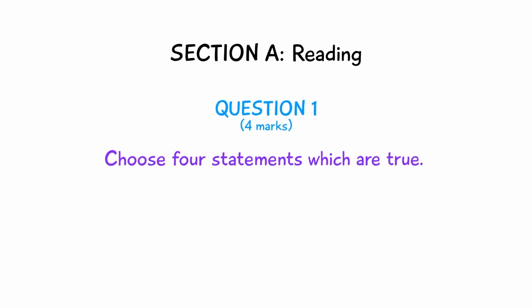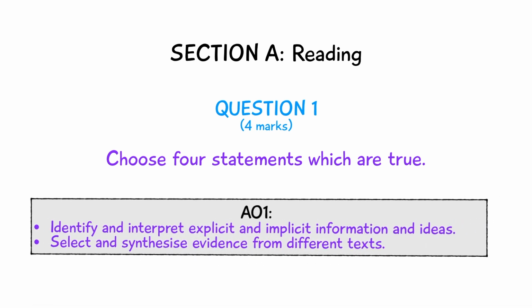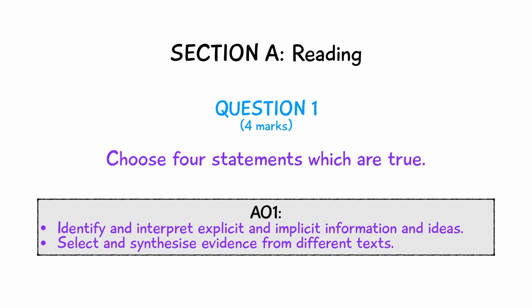So, Section A is the reading section. Question 1 will give you a series of statements, and what you need to do is choose the 4 statements that are true. Beside each of the statements will be a box with a circle inside of it. To identify your choices, make sure that you shade the circle and nothing else.